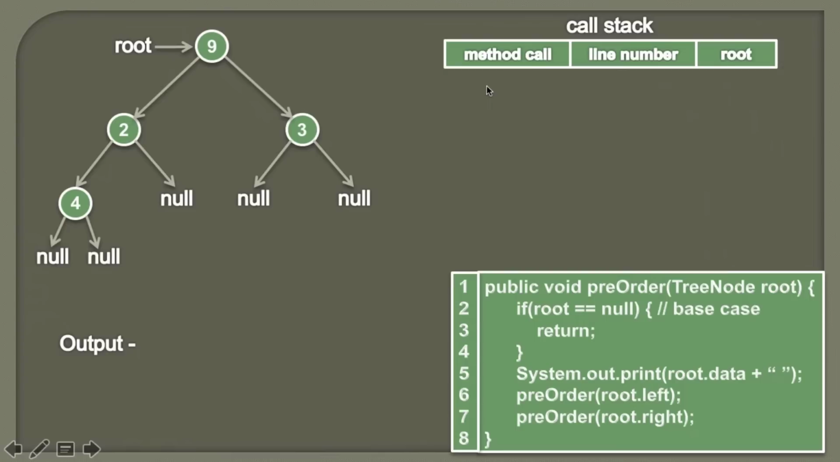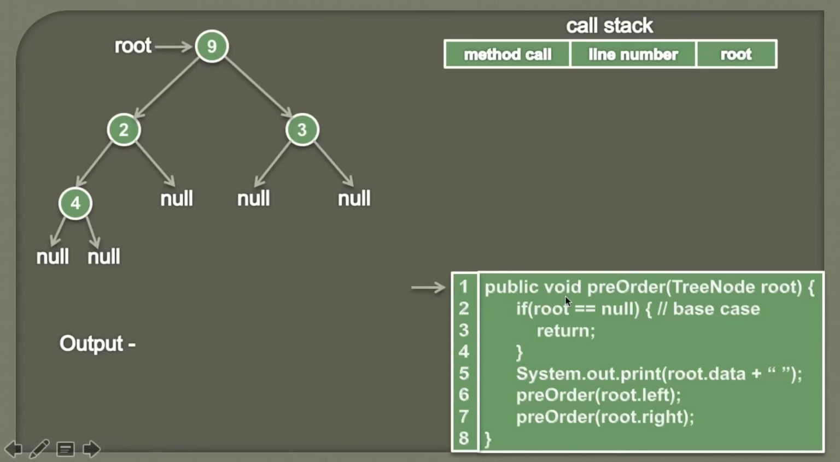here we are maintaining a call stack which has method call, line number and the root. So in the method call we'll just keep the track of the method, that which method is being called, and we'll also keep the information of the root, that which current node is being processed, and we'll come to know about line number when we are demonstrating the algorithm. So let's call the pre-order method and we'll pass the root as 9.